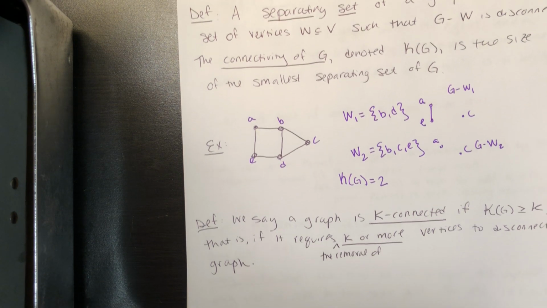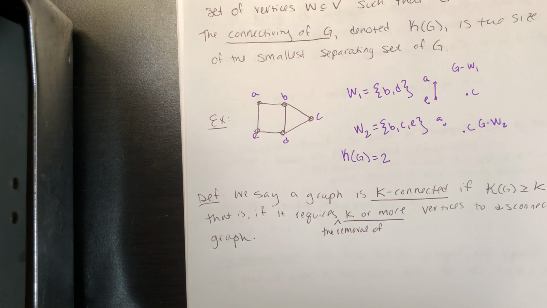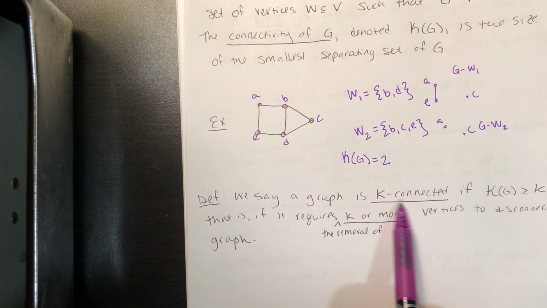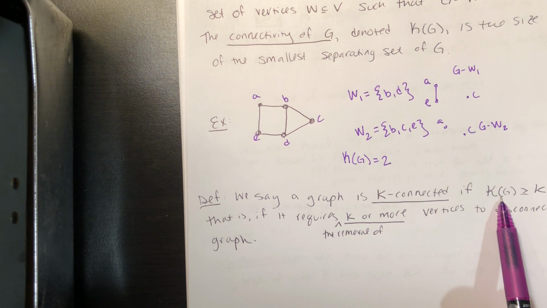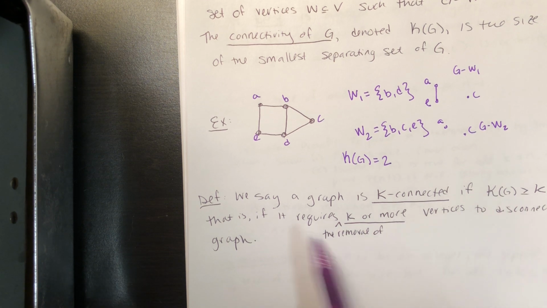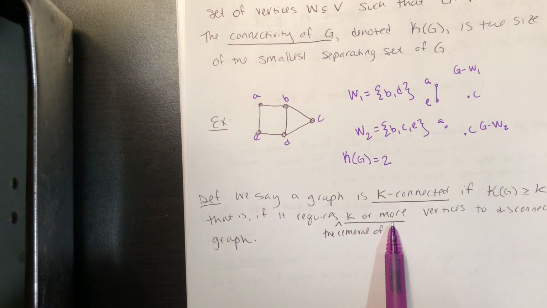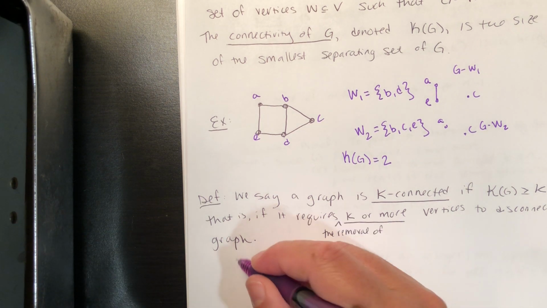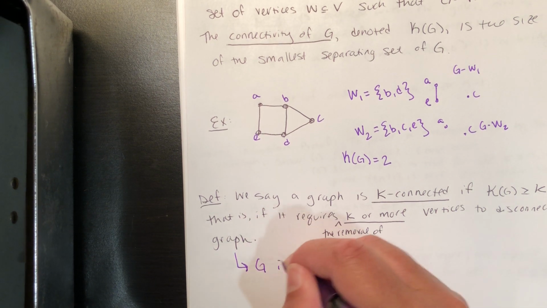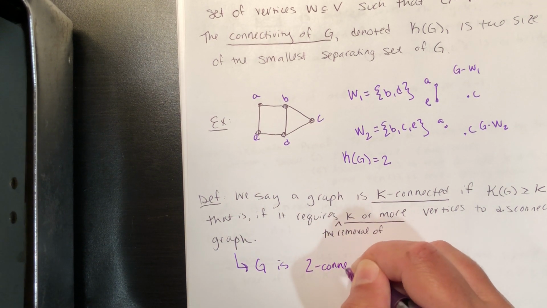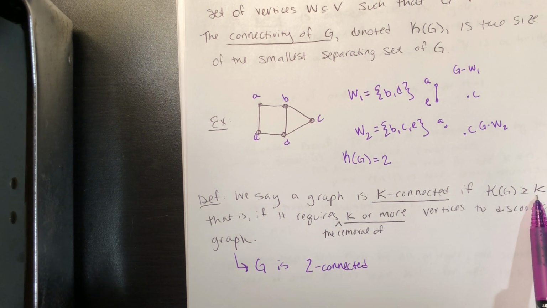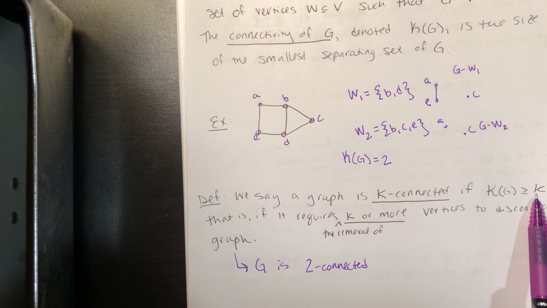Now there's sort of a confusing definition of what it means to be K-connected. Just to be clear, the notation that we're using for connectivity is kappa, but we say that a graph is K-connected if kappa of G is greater than or equal to K. That is, if it requires the removal of K or more vertices to disconnect the graph. So in the last example, we can say that G is 2-connected because it requires the removal of at least two vertices to disconnect the graph.